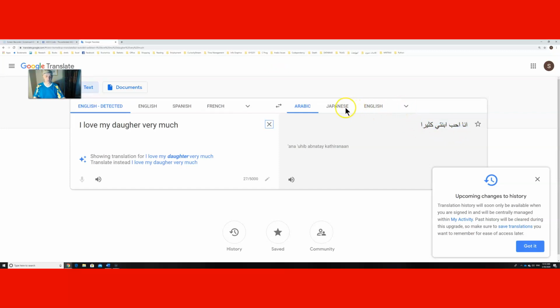If I wanted to change that to Japanese, that's the last two languages that I use, this is how it says "I love my daughter" in Japanese. Notice both Arabic and Japanese are non-Latin based. They're not part of the 256 characters that existed in the ASCII.